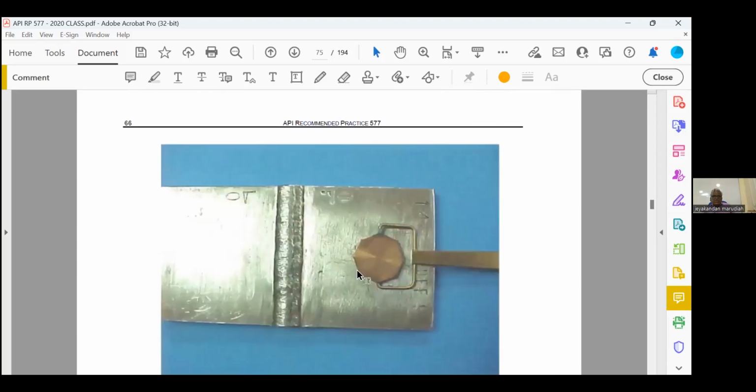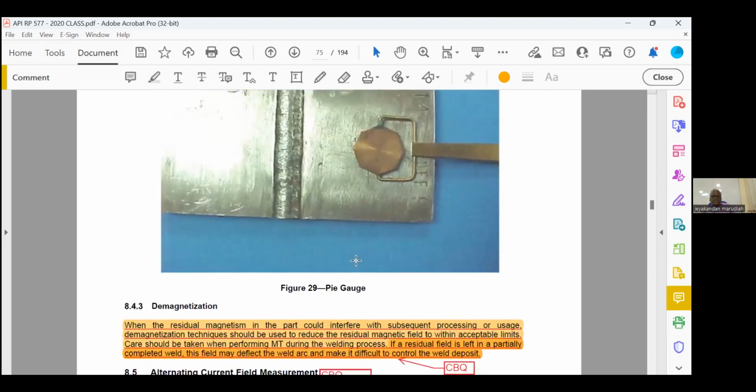So please go to page number 66. Demagnetization. See, when is demagnetization required? If there is any residual magnetism after MPI, it can interfere with your welding and will not allow you to weld. That is called arc blow. Then you have to demagnetize.